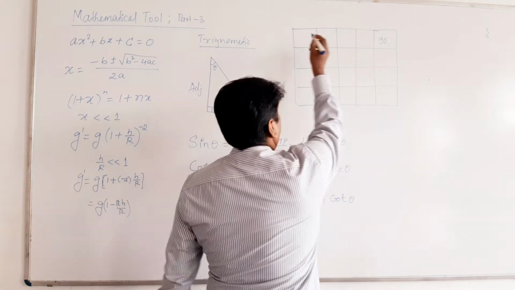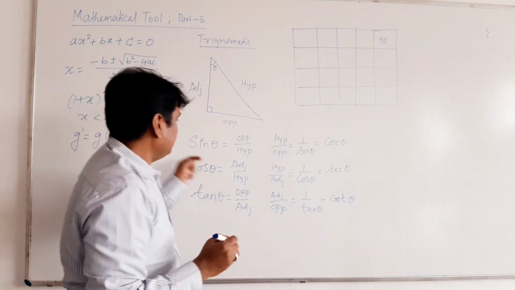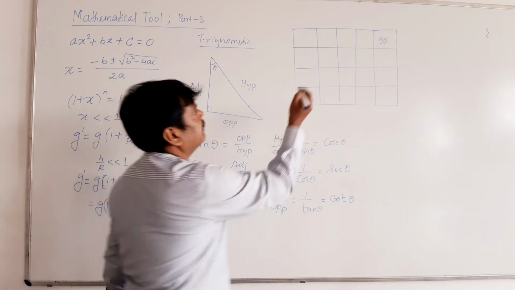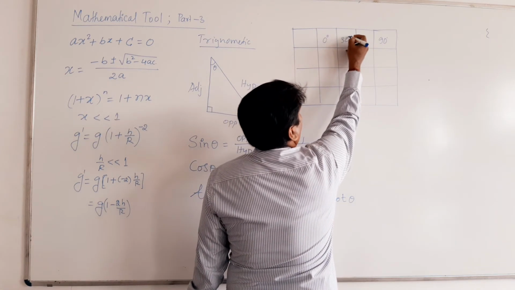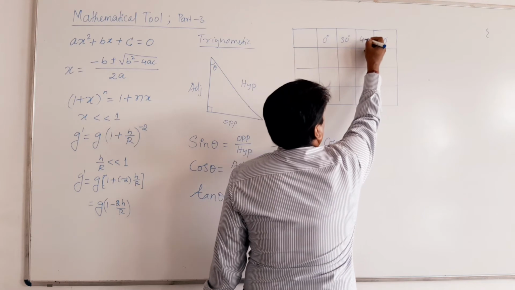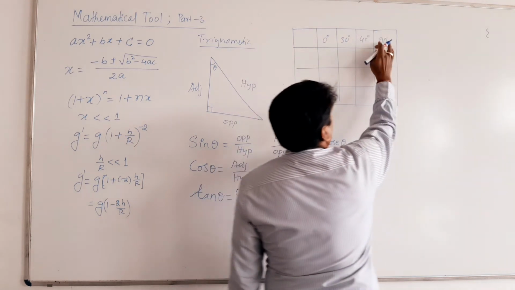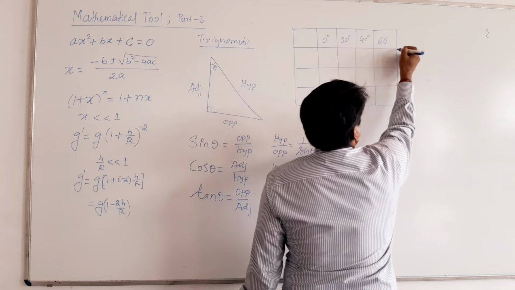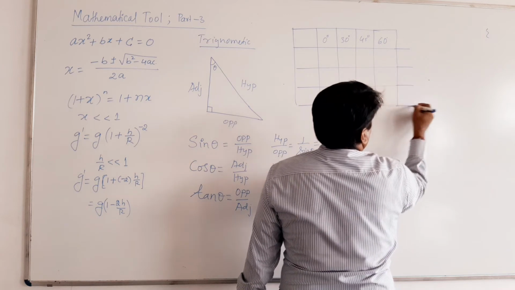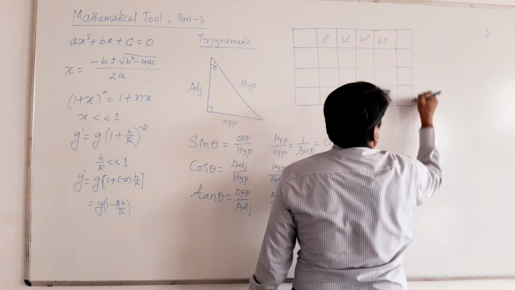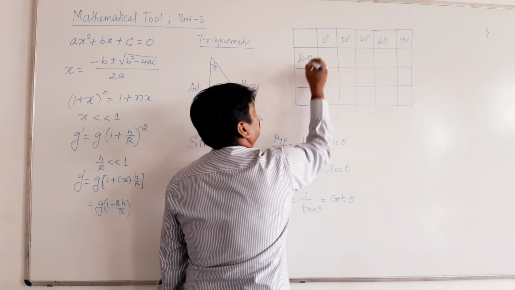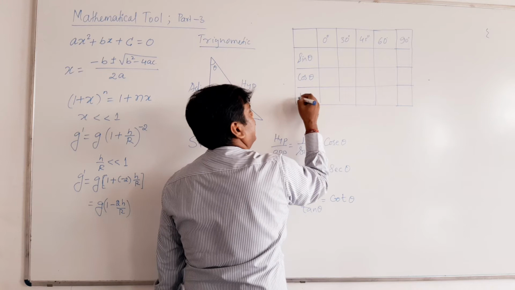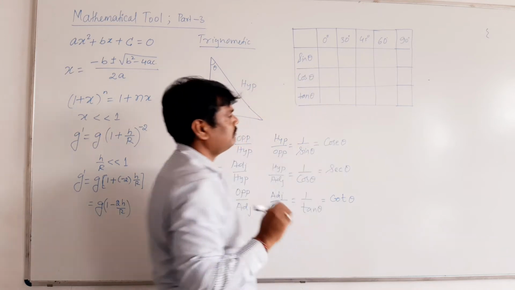Now let us come to the trigonometric values, sin theta, cos theta and tan theta, for standard angles. Let us consider 0 degree, 30 degree, 45 degree, 60 degree, and the last one for 90 degree. These five angle values you have to remember, for the sin theta, cos theta and tan theta functions.